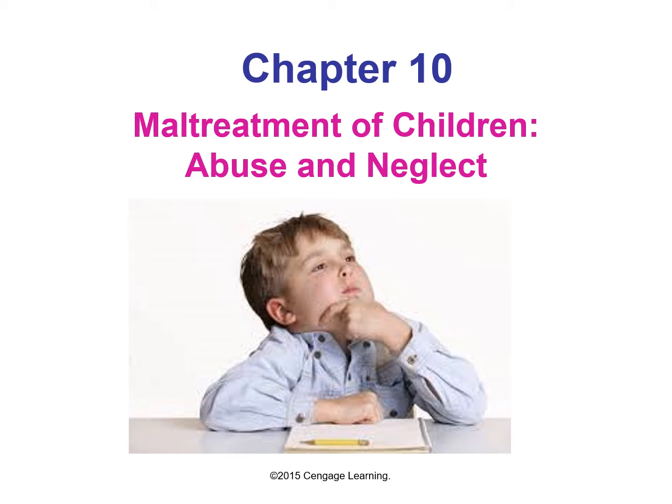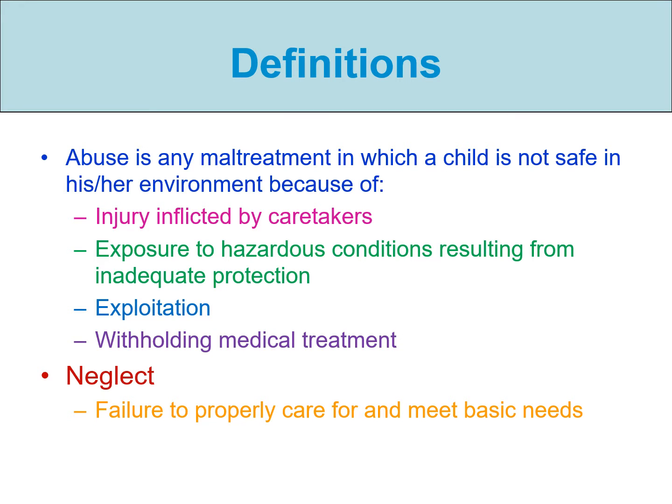Chapter 10, Child Abuse and Neglect. So abuse is any maltreatment in which a child is not safe in his or her environment because of injury inflicted by caretakers, exposure to hazardous conditions resulting in inadequate protection or resulting from inadequate protection, exploitation, withholding medical treatment, and then neglect is the failure to properly care for and meet the child's basic needs.